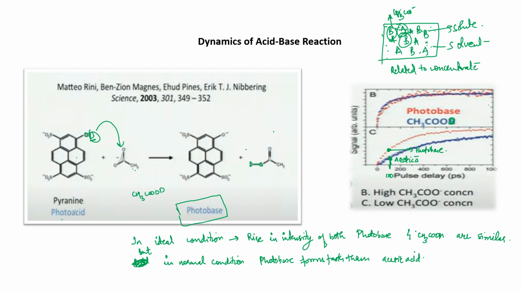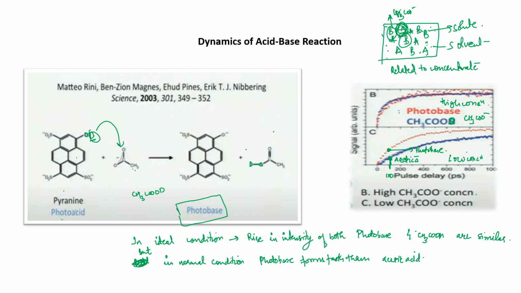Now, in a concentrated system, it is quite obvious that this A will transfer the D ion, cation, to B, because anyway it will find some B nearer to it. In this case, this transfer is faster, or for the higher concentration of CH3CO minus in the medium, the A will get more B to transfer to, and therefore you will get the signal which is similar to B. This is for high concentration of CH3CO minus.